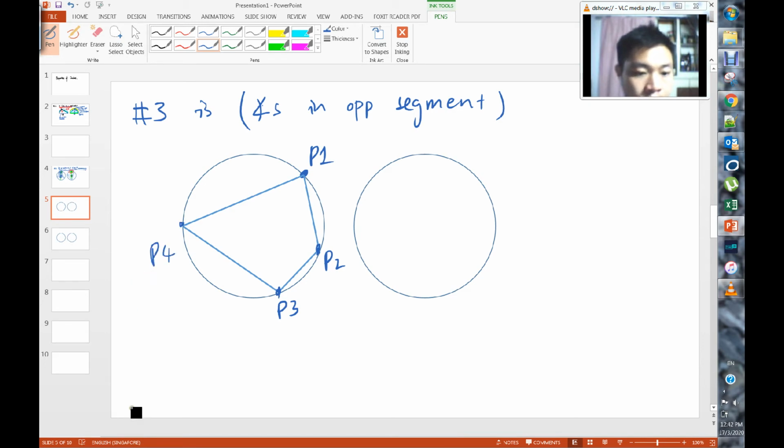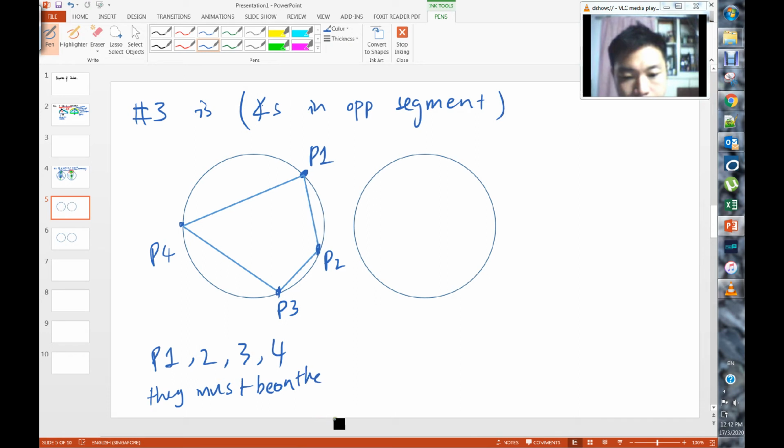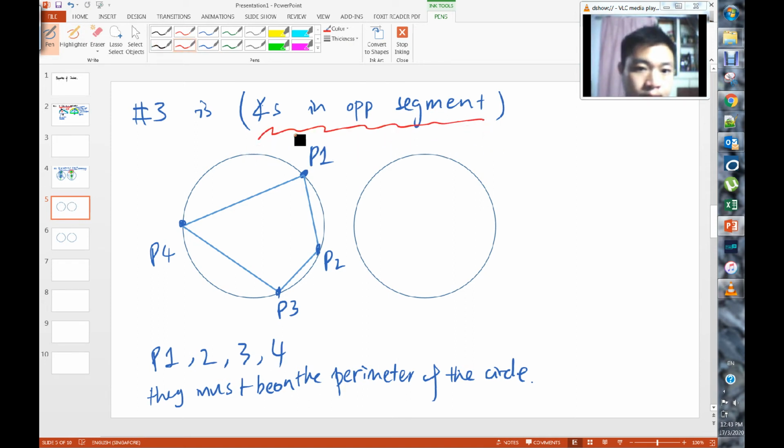All these points 1, 2, 3, 4 must be on the perimeter of the circle. This is the key. All these points must be on the circumference or perimeter of the circle. If you meet this requirement, then you can make use of the angles in opposite segments.